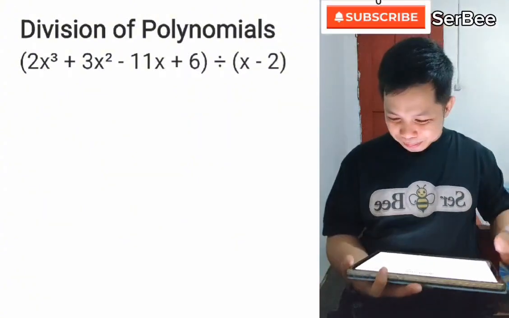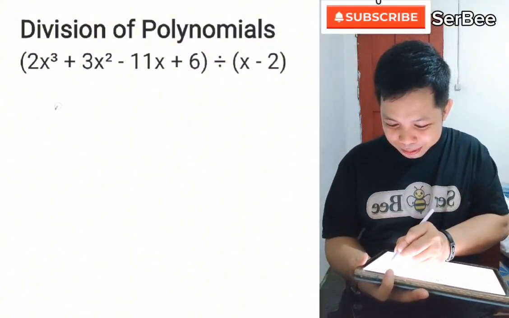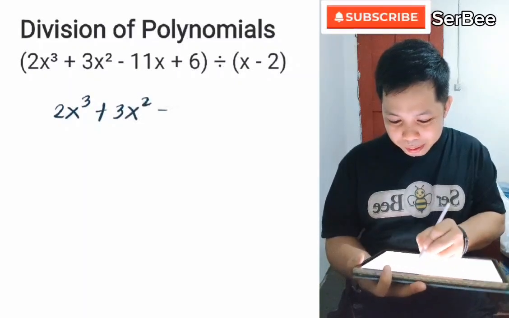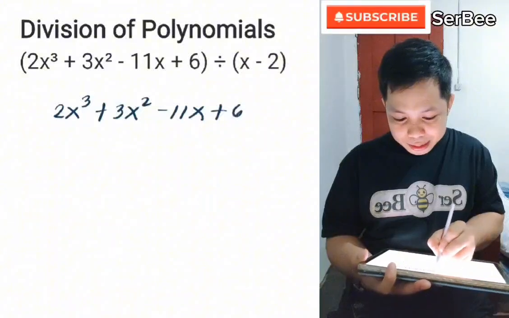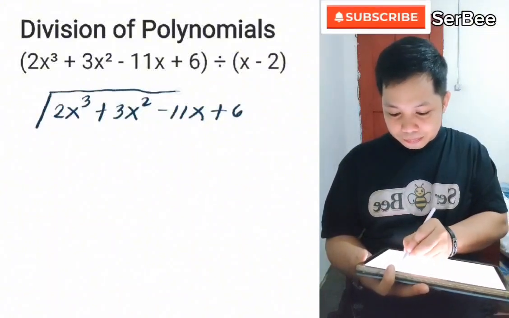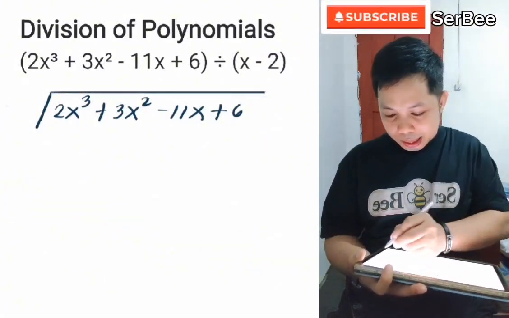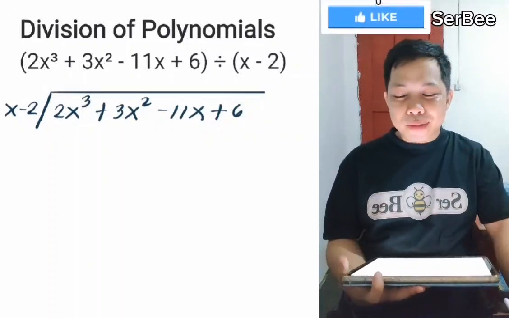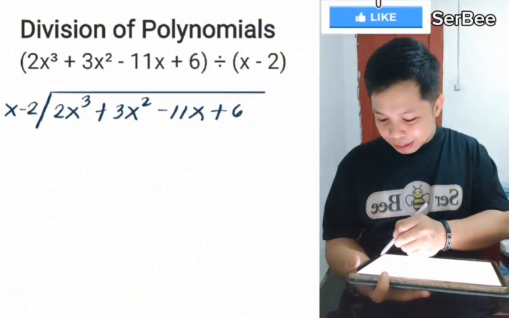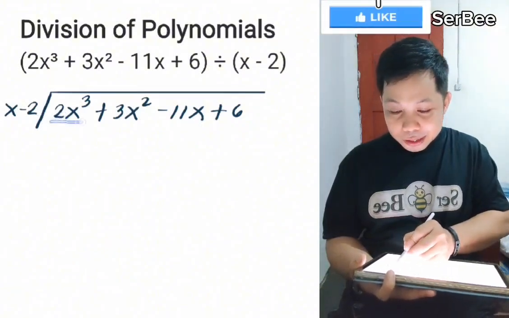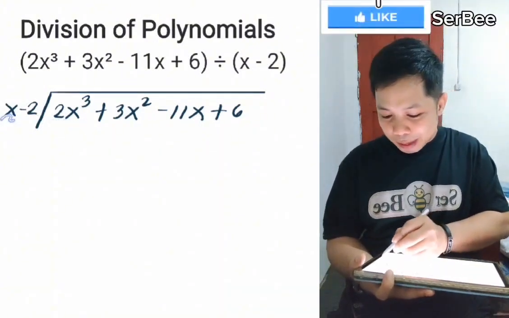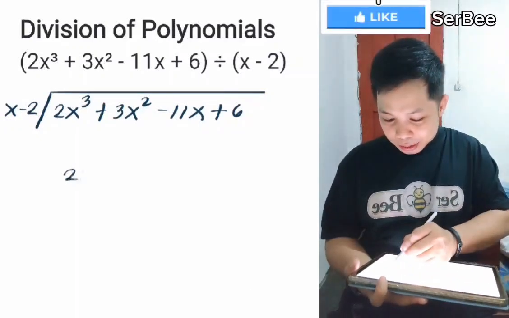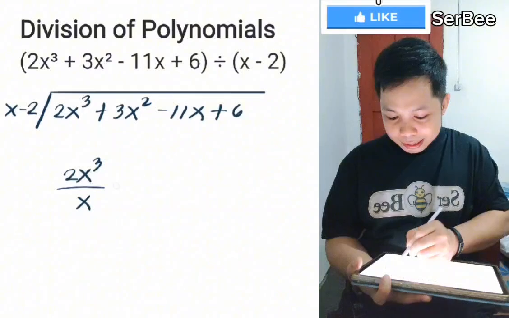So let's do it. So we have here 2x cubed plus 3x squared minus 11x plus 6 divided by x minus 2. Okay, so how do we divide polynomials? So first, we need to divide itong first term, okay, yung leading term, i-divide natin sa leading term ng another polynomial. So we have 2x cubed divided by x.